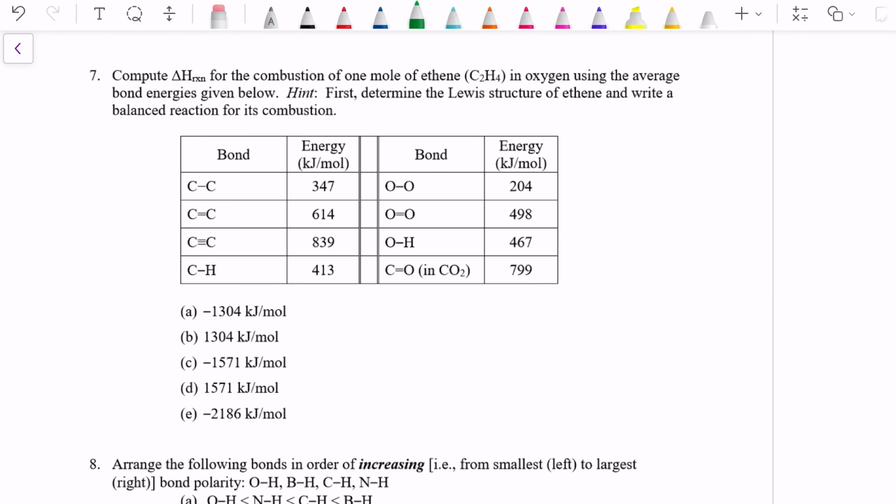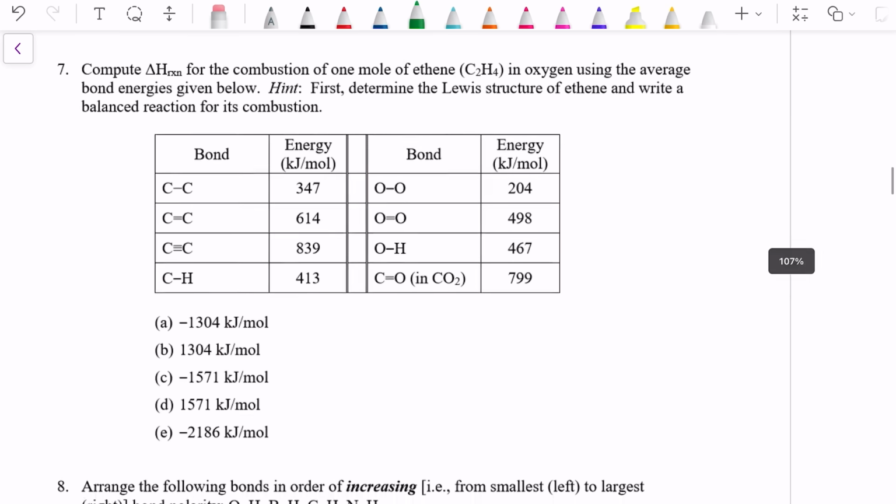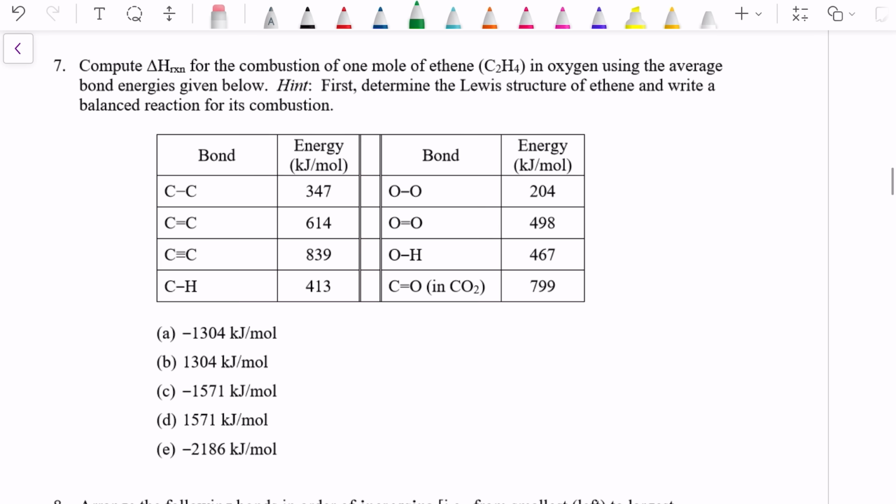Compute delta H reaction for the combustion of 1 mole of ethene and oxygen using the average bond energies given below. Hint, first determine the Lewis structure and write a balanced chemical reaction. Okay, I'm going to start with the reaction.